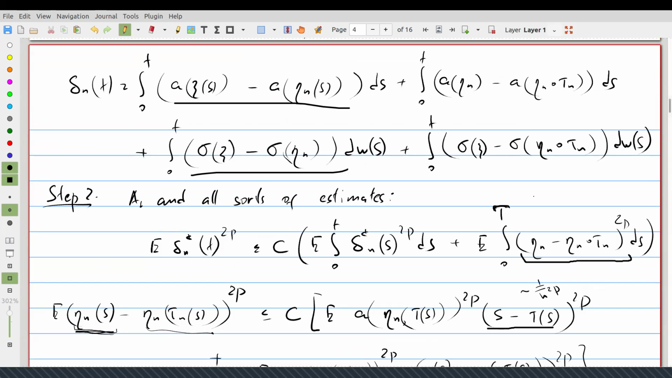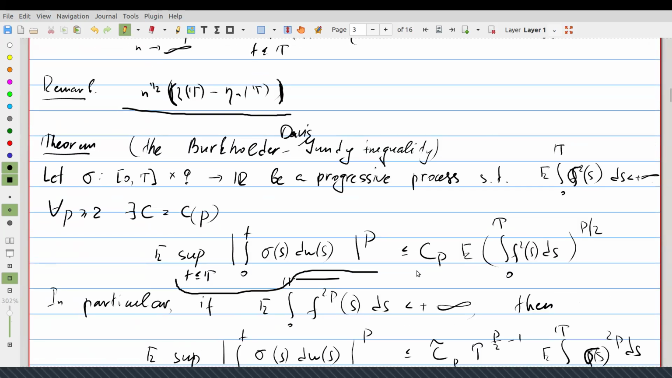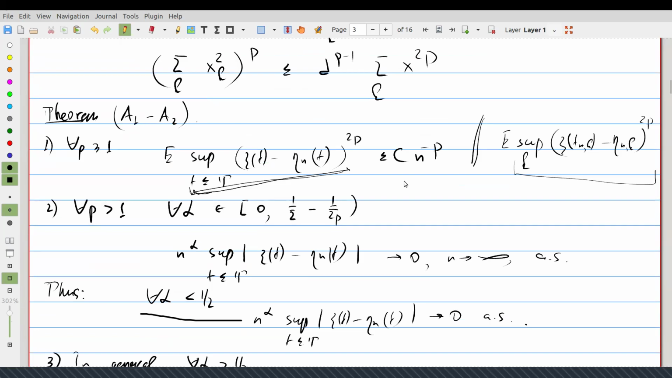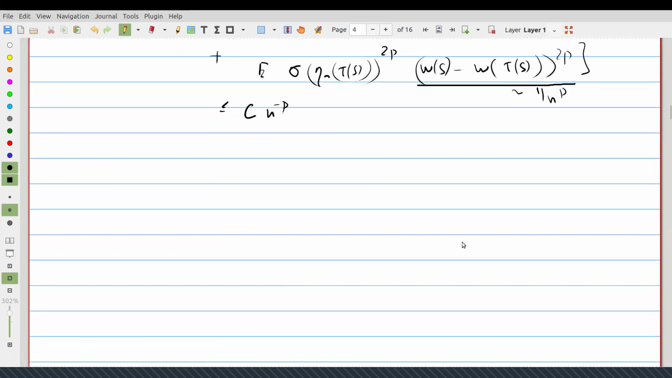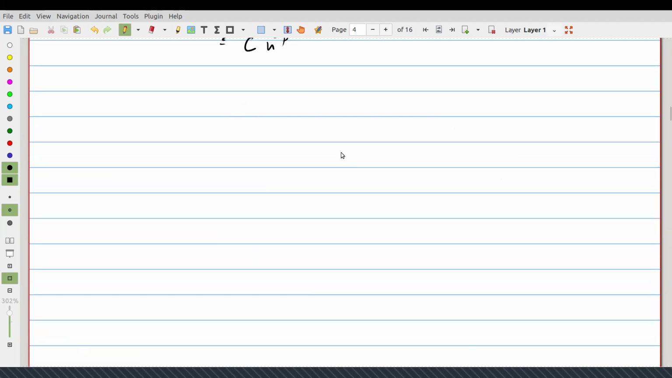This is now of order 1 over n to the power of p, and we just use the Gronwall lemma in a standard fashion to conclude that this is less than this. Again, we do not really care about constants, so this is not an optimal constant.